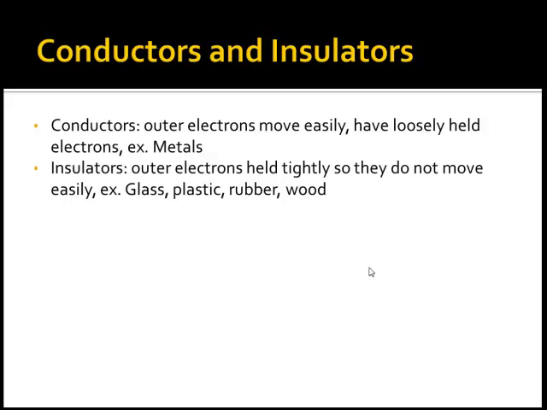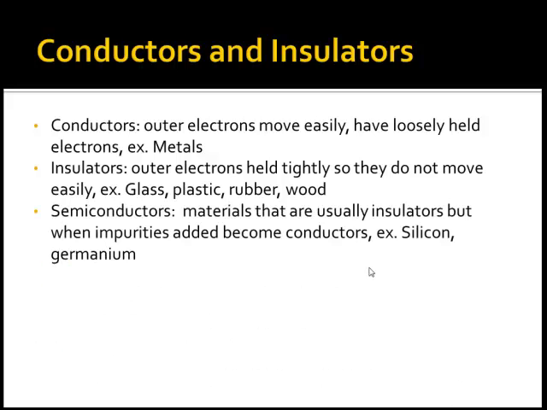So you may have noticed, if you take a battery, let's say, you hook up some leads to it, and you try to connect a light bulb to it using glass, plastic, rubber, or wood, you should notice that any of these materials will not allow the light bulb to turn on. So that's a good test to determine if something's a conductor or an insulator: hooking it up to a battery and seeing if the light bulb turns on.